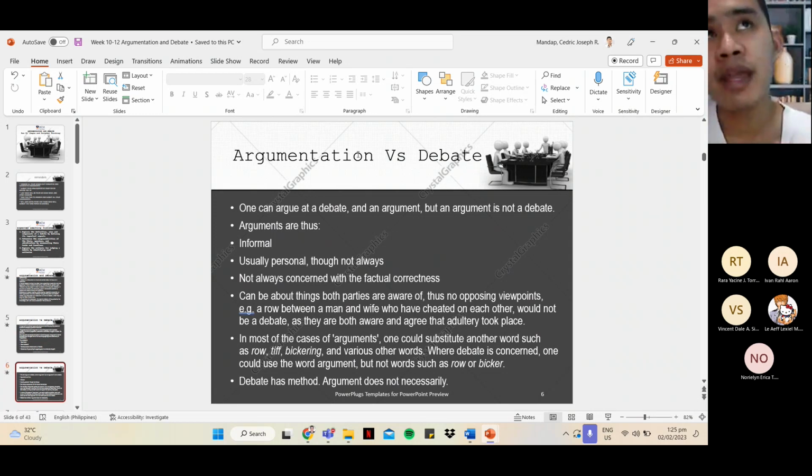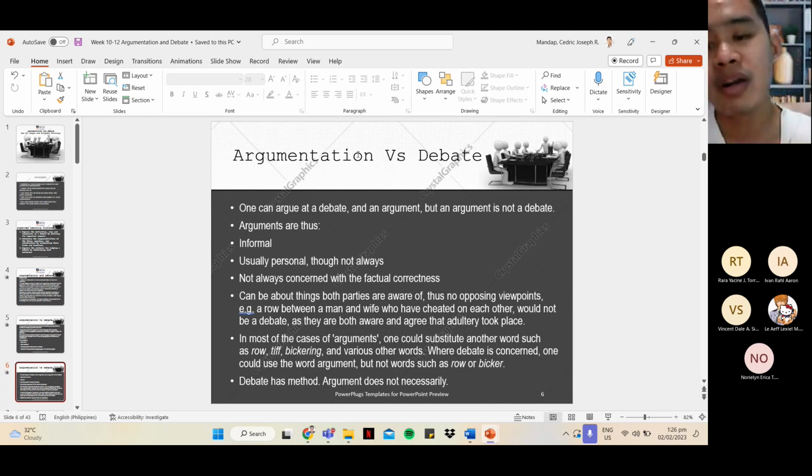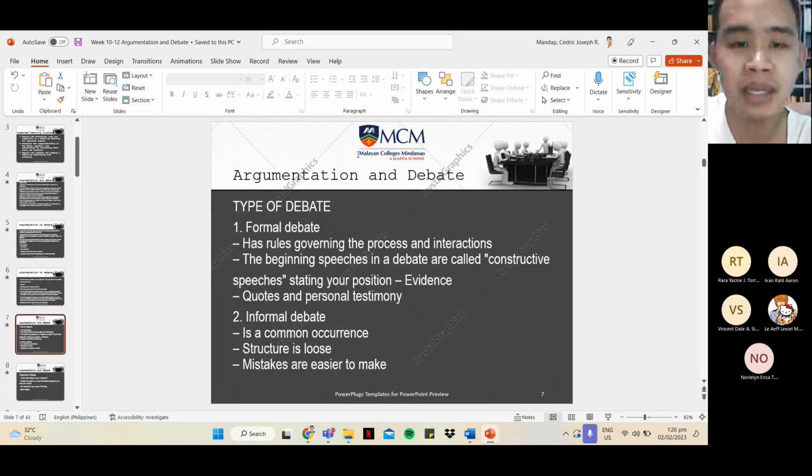An argument can be used in a debate, but when we say argument, it's not really considered to be a formal debate. Arguments are more informal, debates are more formal. Arguments are usually personal, though not always, and not always concerned with factual correctness, and can be about things both parties are aware of. There are no opposing viewpoints. Example, the row between a man and wife who cheated on each other would not be a debate as they are both aware and agree that adultery took place. So a debate is more formal. It has a proper process and format.